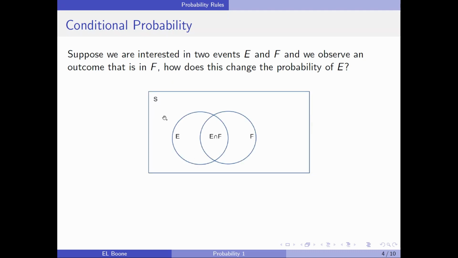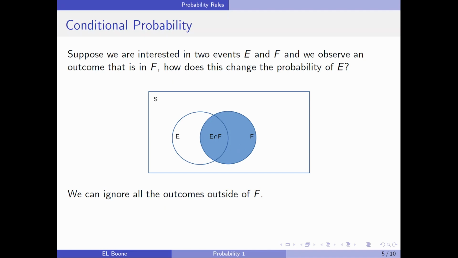Well, if you look back at our Venn diagram, we have S, we have an event E, we have the event F, and we have the event E intersect F. Now, what did we just say? We said that we saw an outcome that is in F. So we know that outcome is in this circle. That means whatever happens had to have happened inside of F, so everything outside of it is no longer under consideration.